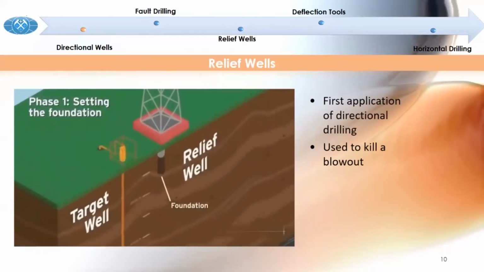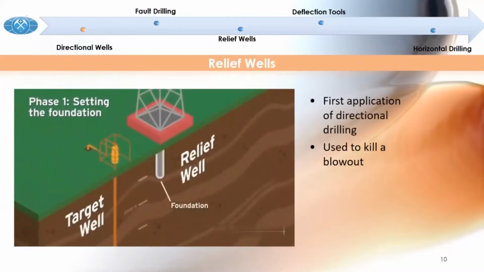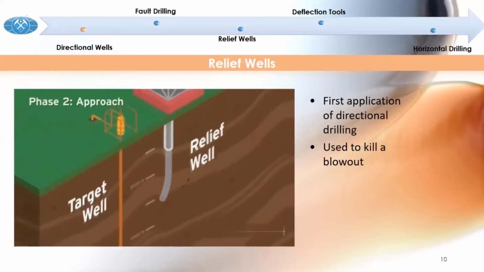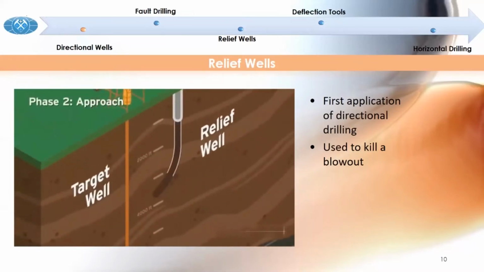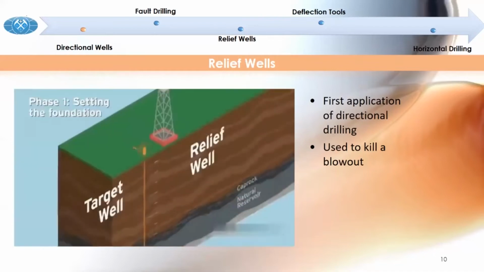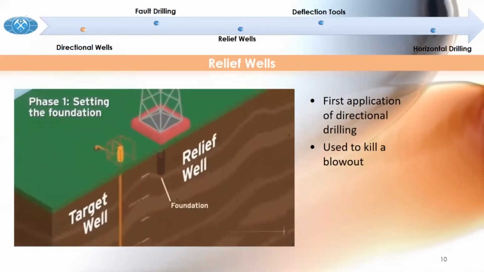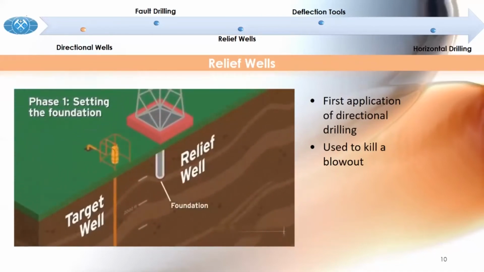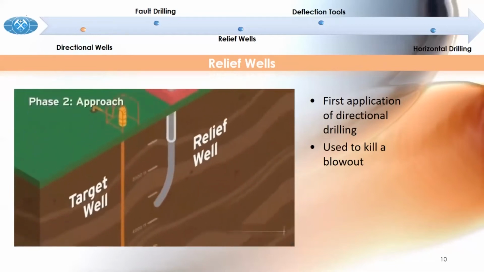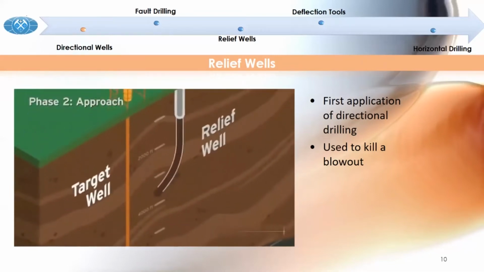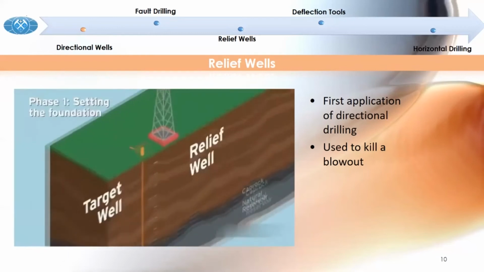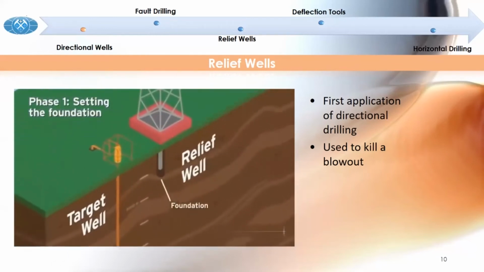In the natural gas and petroleum industry, a relief well is drilled to intersect an oil or gas well that has experienced a blowout. Specialized liquids such as heavy drilling mud followed by cement can then be pumped down the relief well in order to stop the flow from the reservoir in the damaged well. And it was the first application of directional drilling to kill a blowout.